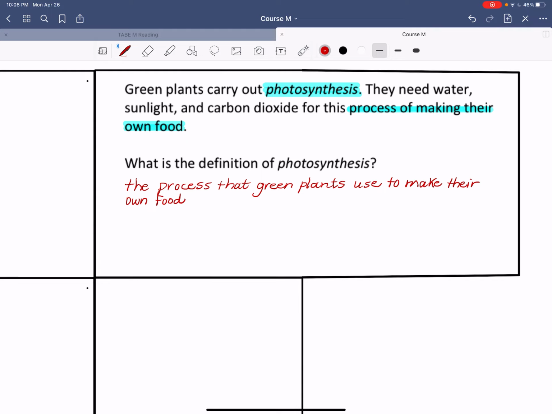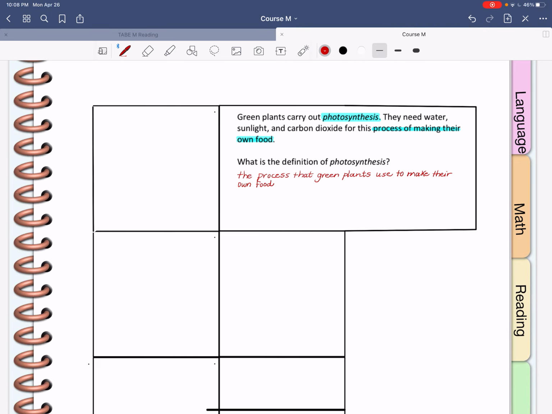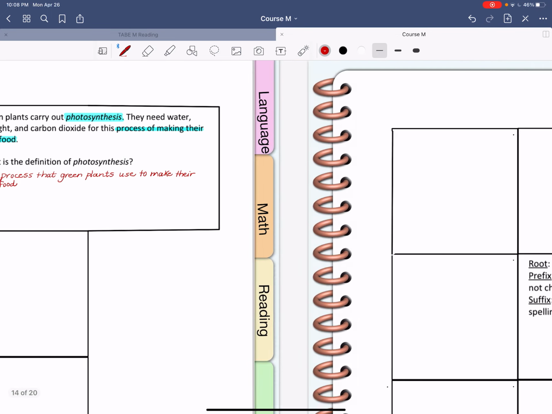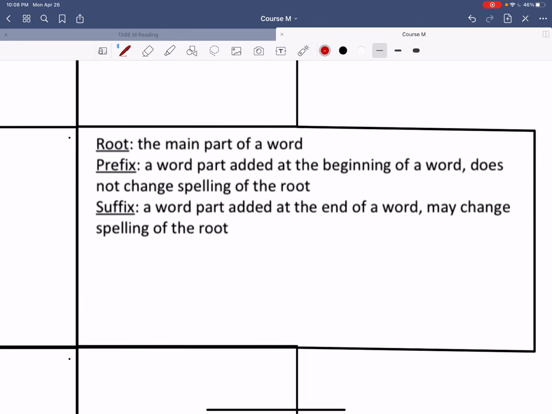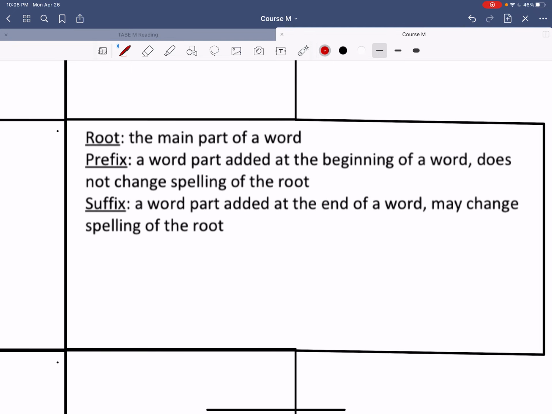Okay, let me look at the next one, which is the orange one, and this is about word parts. And I'm going to use that same word, photosynthesis, to show you this one. So I want you to go ahead and write the word photosynthesis right here. Photosynthesis.